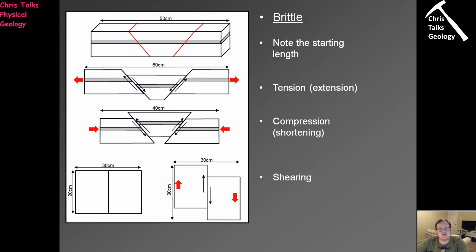So by moving this block to the left, this block to the right, and letting this block drop down, we've accommodated the tension, the extension of the rock, and now all of a sudden our layer of rock, which was 50 centimeters, is now 60 centimeters. And all we've done is make our rock crack and then have one piece of rock drop down relative to the other two. Done. Simple.